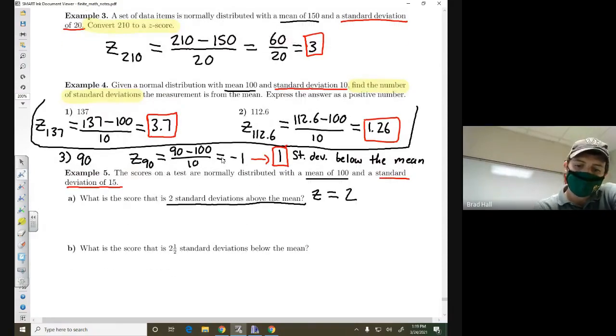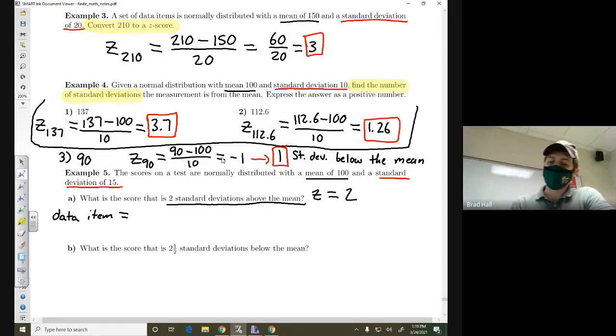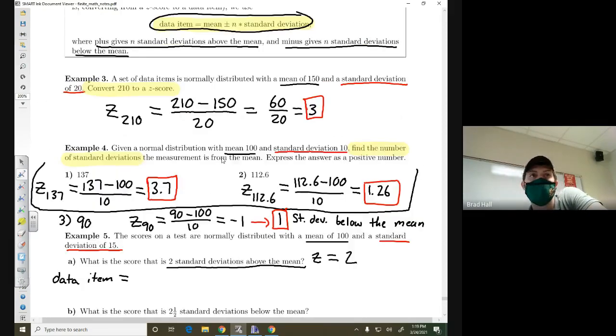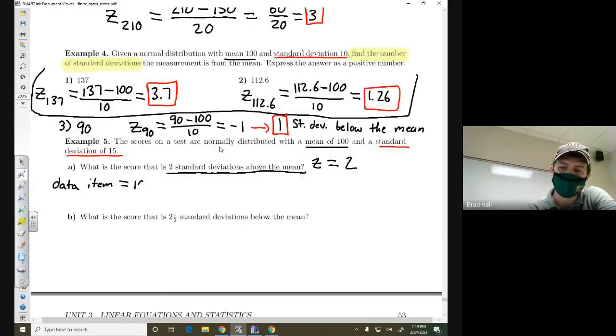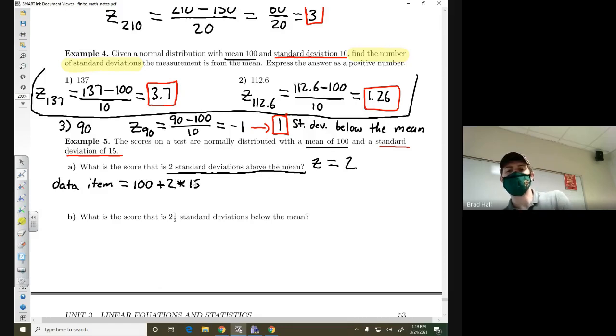So the data item, I'll follow the formula exactly, is equal to whatever the mean is. The mean's 100. We are 2 standard deviations above the mean, so we're adding 2 times the standard deviation of 15. Wait a minute, this looks oddly familiar. This looks very familiar, what I just wrote. Yeah, I've seen this before. Have any of you seen this before?